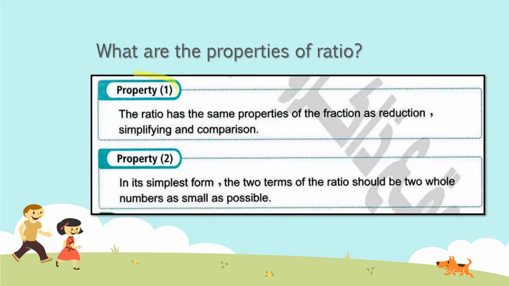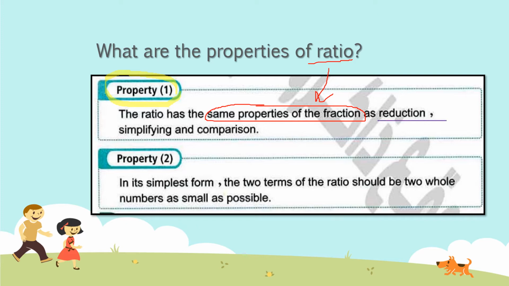So we have property number 1 over here, as you can see. Property number 1 says the ratio has the same properties of the fraction as reduction, simplifying, and comparing. So as you can see, let us just simplify it into other pieces. The same property of fraction. This means that the ratio has the same properties as a fraction. But what are these properties of the fraction that the ratio has in common with the fraction?